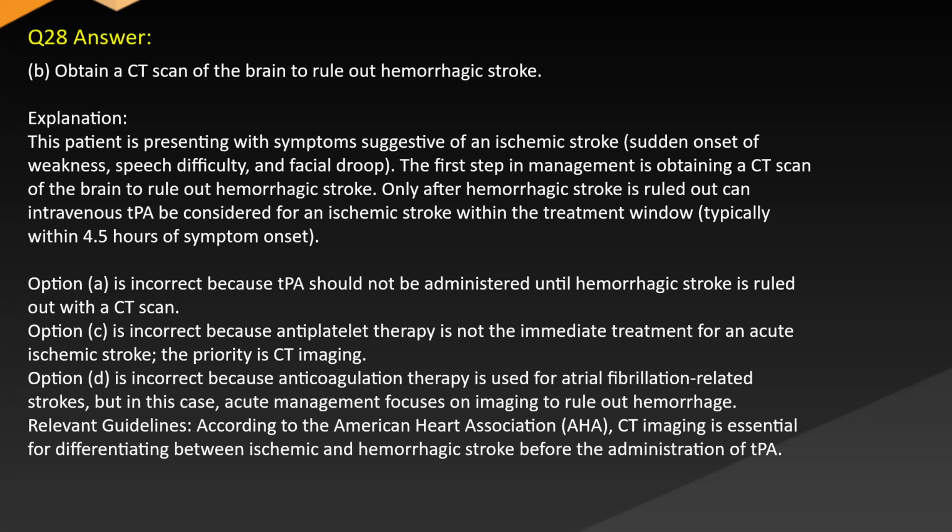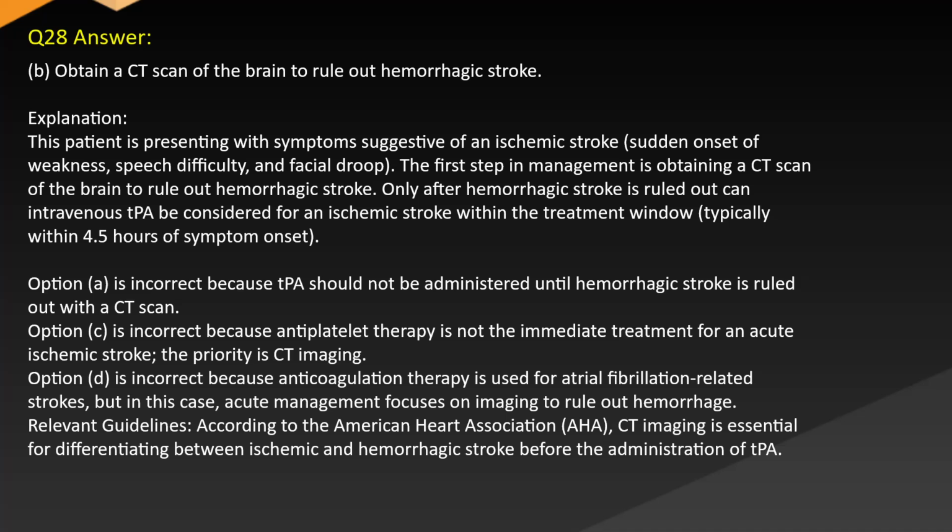Only after hemorrhagic stroke is ruled out can intravenous tPA be considered for an ischemic stroke within the treatment window, typically within 4.5 hours of symptom onset. Option A is incorrect because tPA should not be administered until hemorrhagic stroke is ruled out with a CT scan. Option C is incorrect because antiplatelet therapy is not the immediate treatment for an acute ischemic stroke. The priority is CT imaging. Option D is incorrect because anticoagulation therapy is used for atrial fibrillation-related strokes, but in this case, the acute management focuses on imaging to rule out hemorrhage.